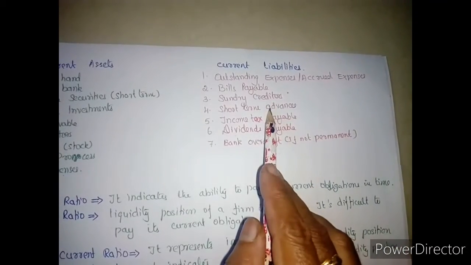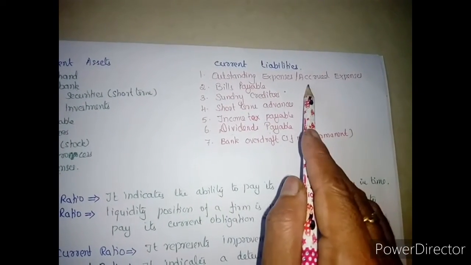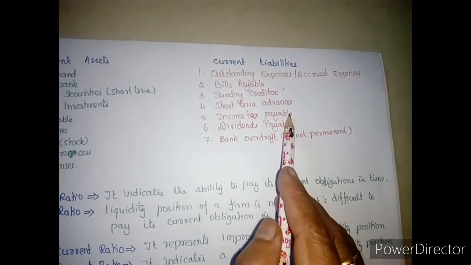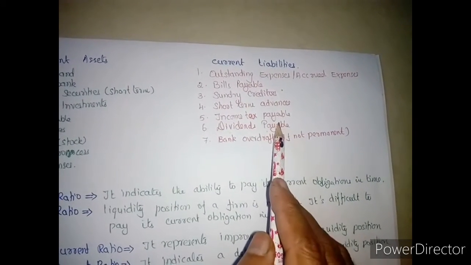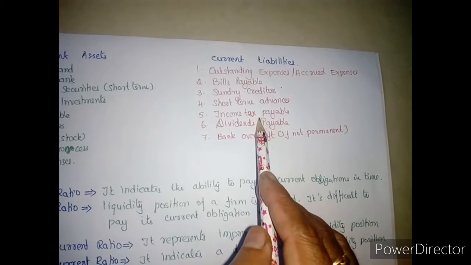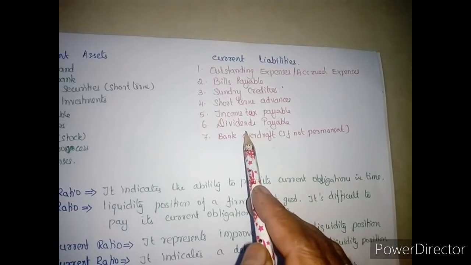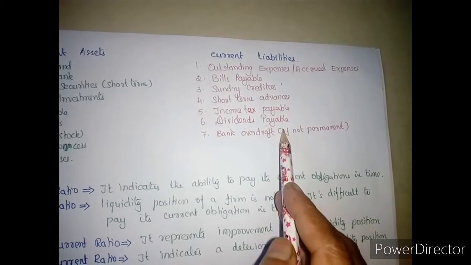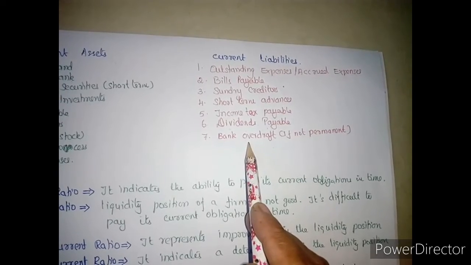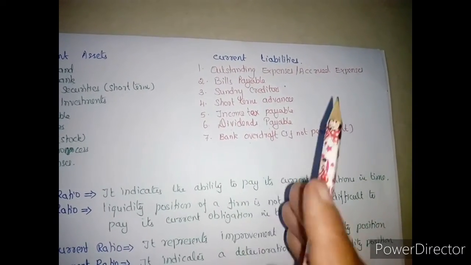Next, current liabilities: outstanding expenses or accrued expenses, bills payable, creditors, short term advances within 1 year, income tax payable, the tax to be paid within a year. So it will be taken as a current liability. Dividend payable within a year, so current liability. Bank overdraft. These are all the items taken as current liability.